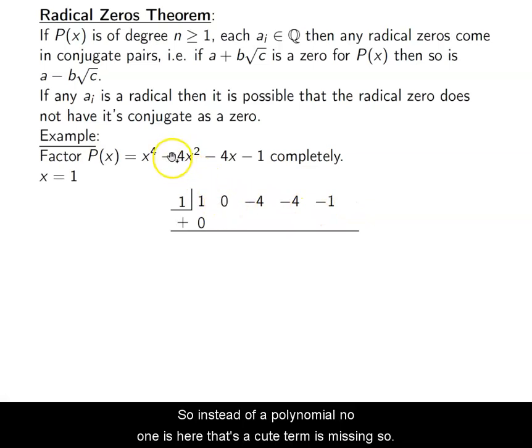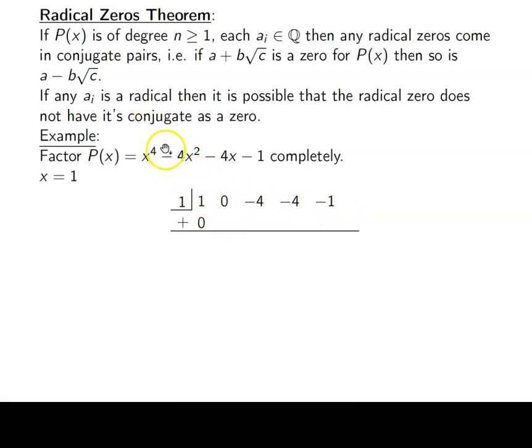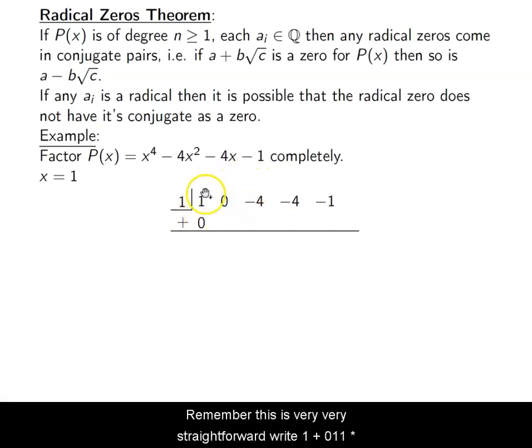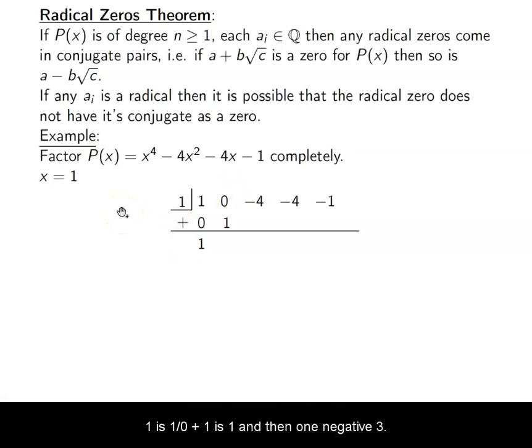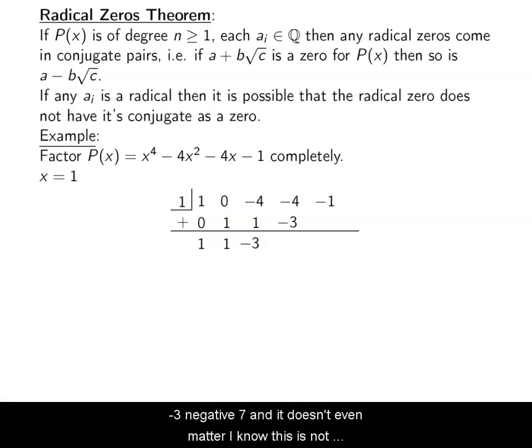Notice here that the cube term is missing. So we keep that placeholder. Remember, this is very, very straightforward, right? 1 plus 0 is 1. 1 times 1 is 1. 0 plus 1 is 1. And then 1, negative 3, negative 3, negative 7, negative 7.